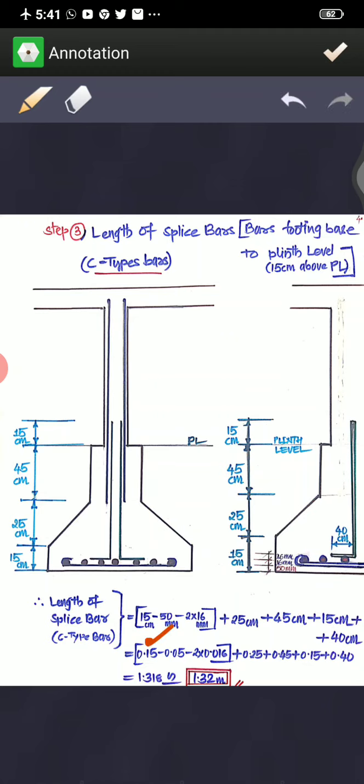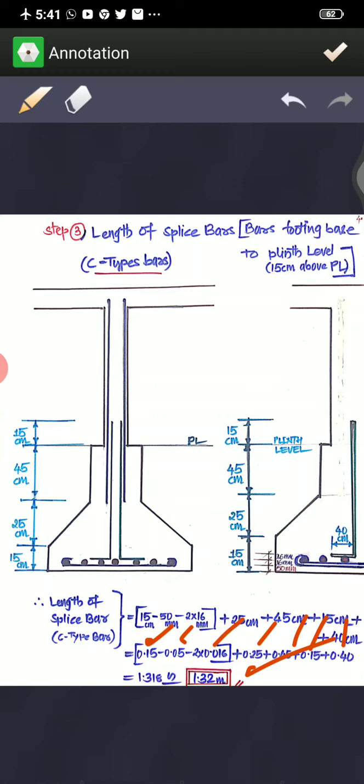So it is 0.15 minus 0.05 minus 2 times 0.016 plus 0.25 plus 0.45, 0.15 plus 0.40. So it is going to be 1.318 meters. Now I rounded it to 1.32 meters. So this is the length of the splice bar. So here also there is no need of determining the number of bars, as you will be having the same number of bars as you have in the columns.